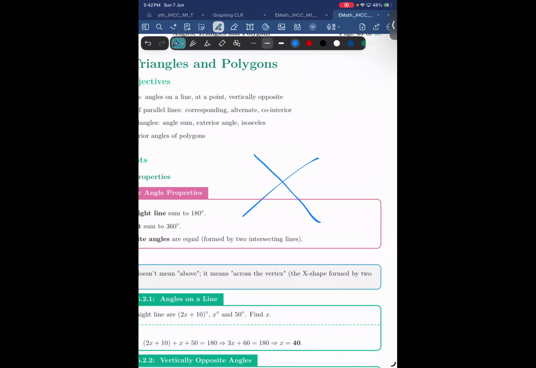Draw like this, then this angle is equal to this angle. Okay, vertically opposite angles. You can identify them from the X shape.